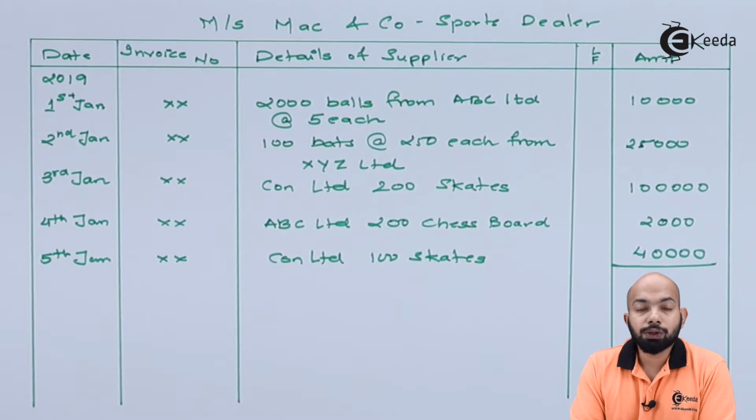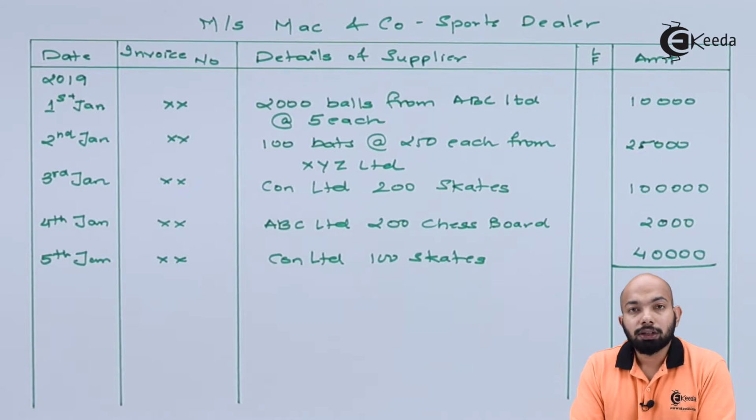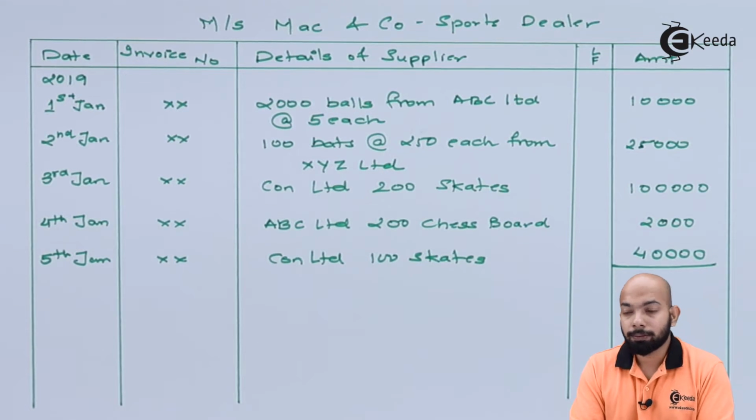So the last transaction refers to Con Limited, from which we have taken 100 skates for an amount of rupees 40,000. That means the total amount has already been mentioned, hence we have already plugged that amount into the totals column. Let's see how much is the total of the purchase book.